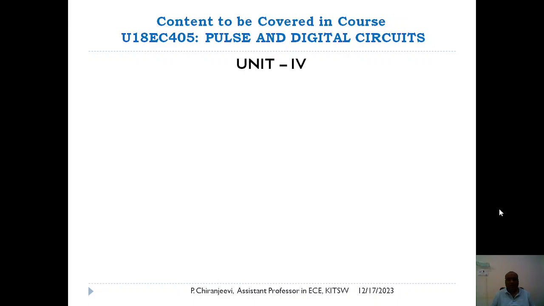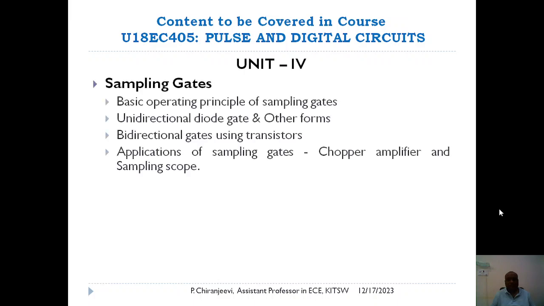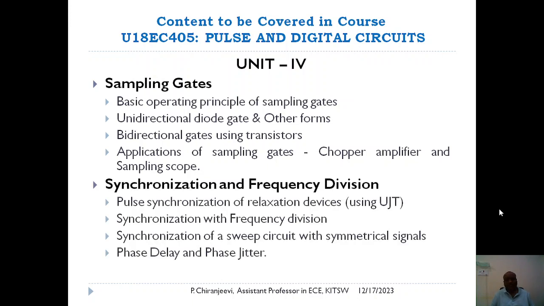And Unit 4 again comprises of two parts. One is sampling gates, which include the basic operating principle of how a sampling gate will work and its operation in unidirectional mode and in bidirectional gates using transistors, and applications of this topic as a chopper amplifier and sampling scope.